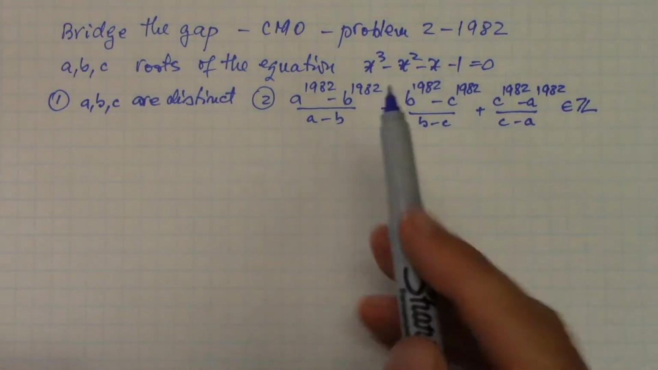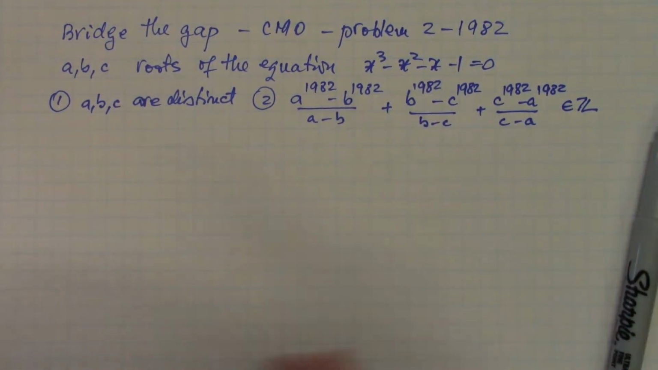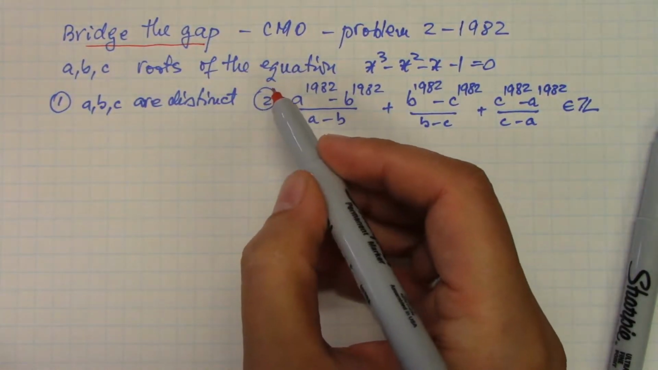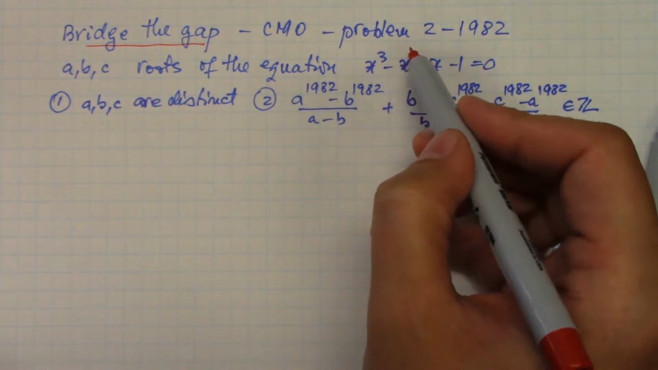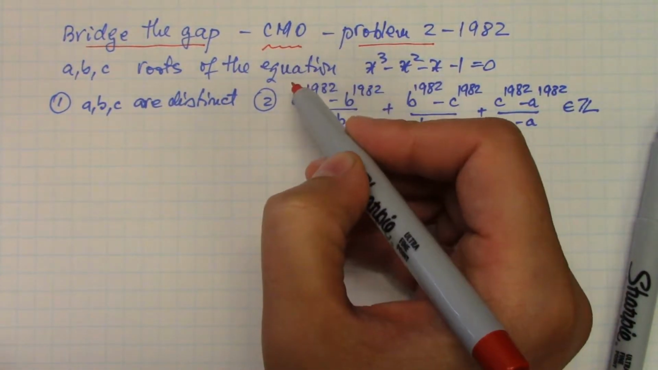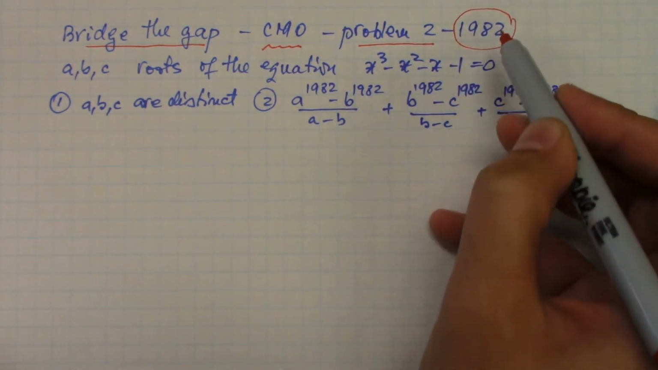This is the second video in the series Bridge the Gap. In this video I'll discuss problem number 2 suggested at the Canadian Mathematical Olympiad in 1982.